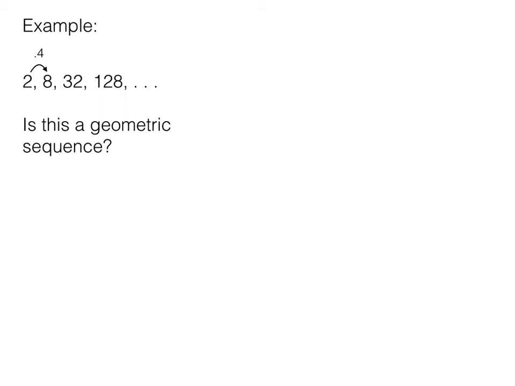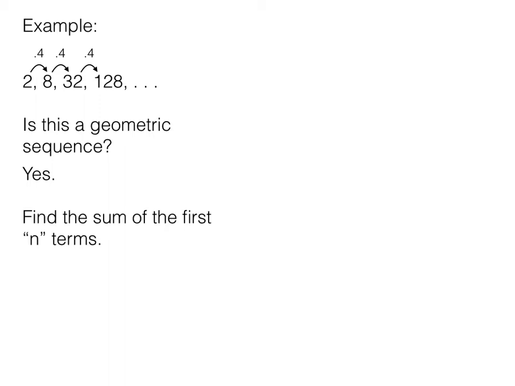We can look at that and see that to get from 2 to 8, we multiply by 4. From 8 to 32, we multiply by 4, and then we multiply by 4 again. So it seems like we are multiplying by 4 over and over again. So yes, this is a geometric sequence. But what if we're asked to find the sum of the first n terms of that sequence?